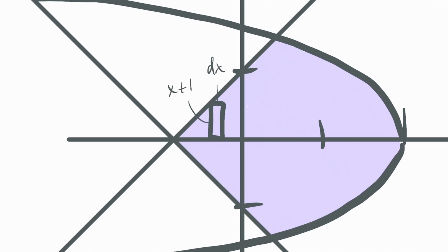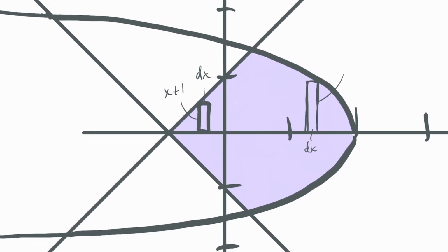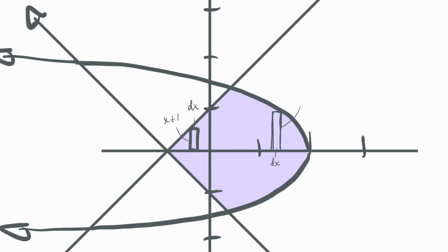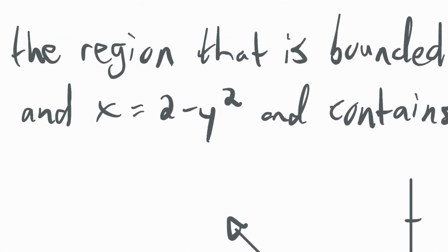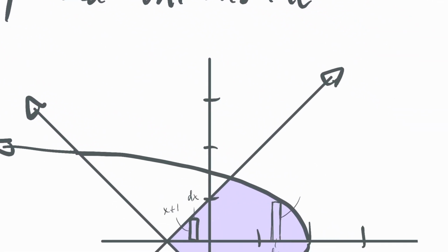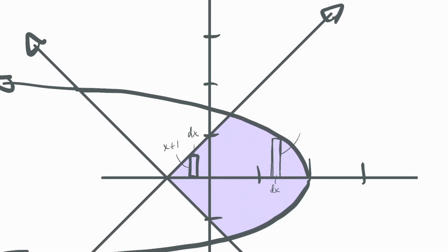When I go to do my rectangle over here, pretend I drew that really well. The width, of course, is dx. And then the height, well, what is the height as a function of x? Well, that means we need to take our function, where is it? x equals 2 minus y squared.